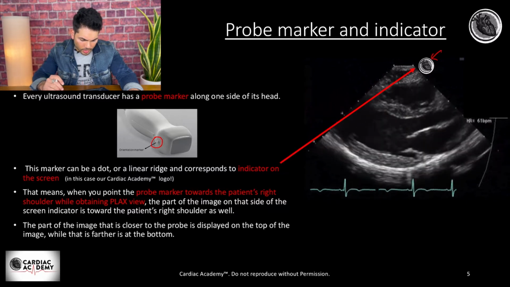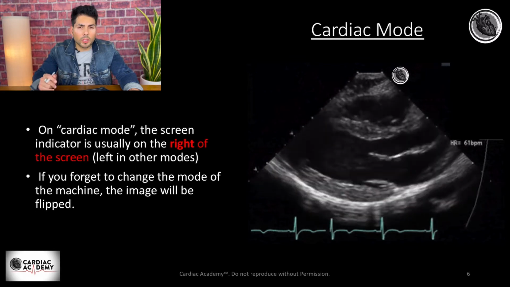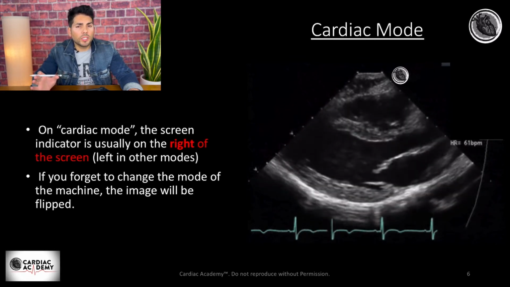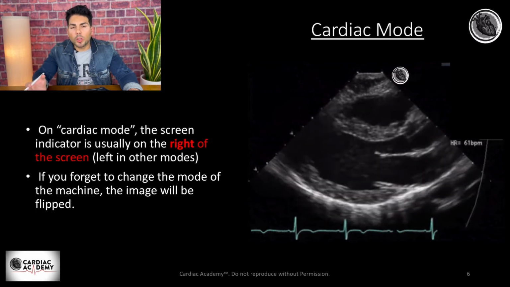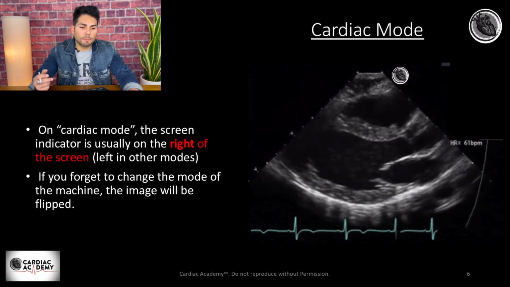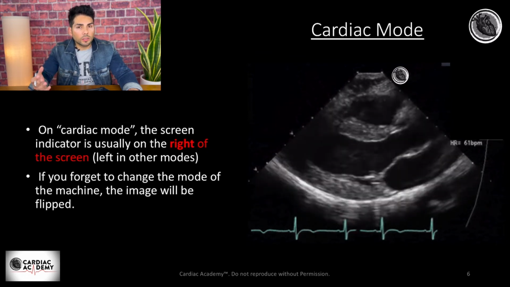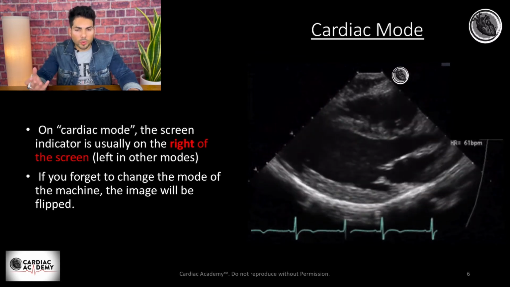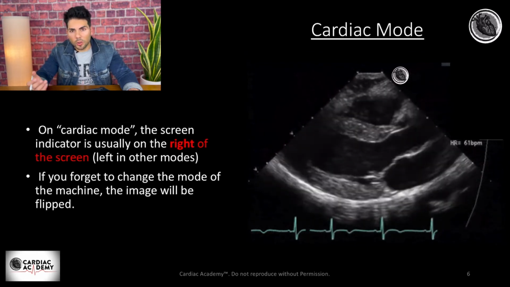All right, so let's get started with the cardiac mode. On ultrasound machines, you're gonna see often that you can switch between abdominal ultrasound and vascular ultrasound. For us to access the heart, it should be done on cardiac mode, okay? So just make sure that your ultrasound machine is on cardiac mode, all right?